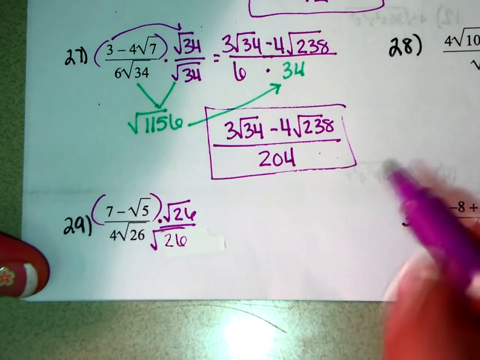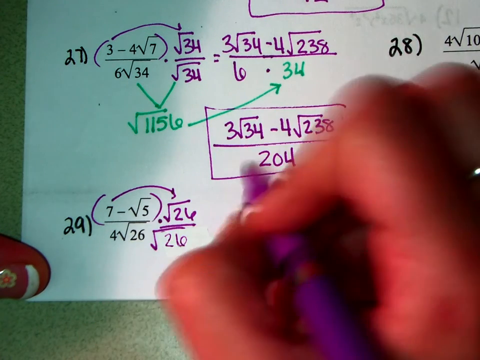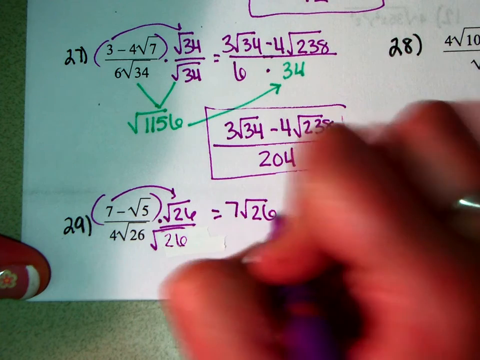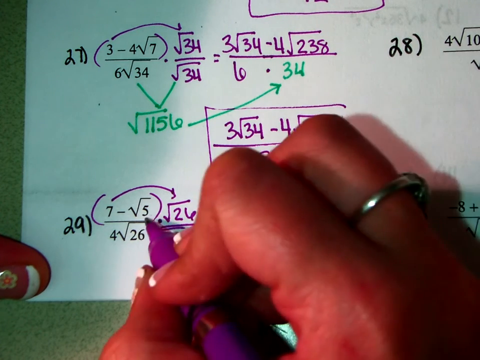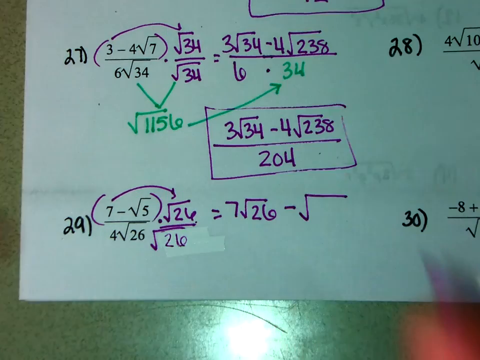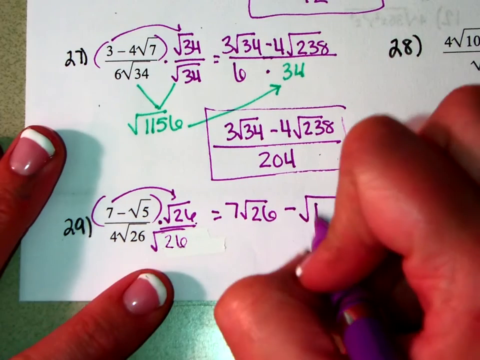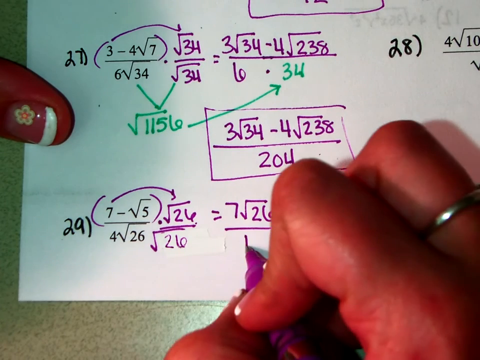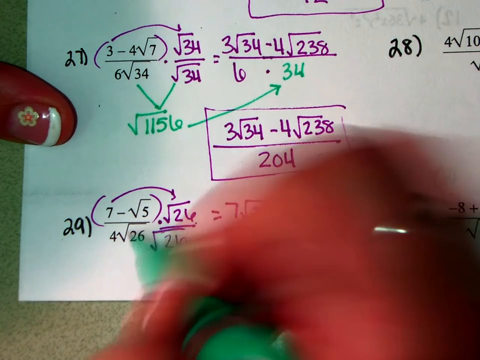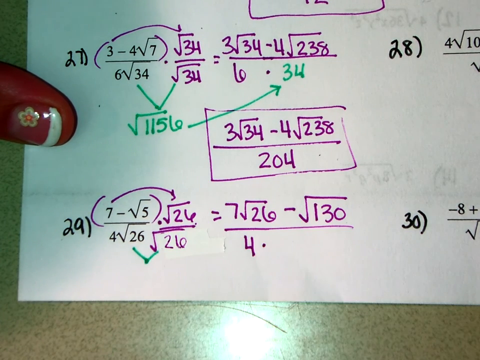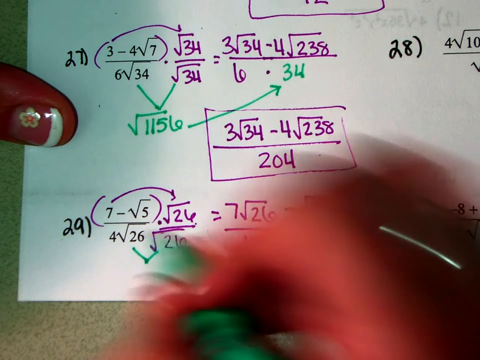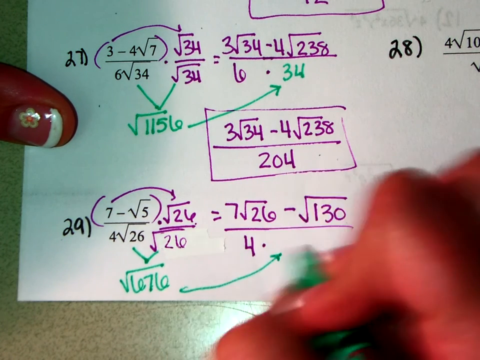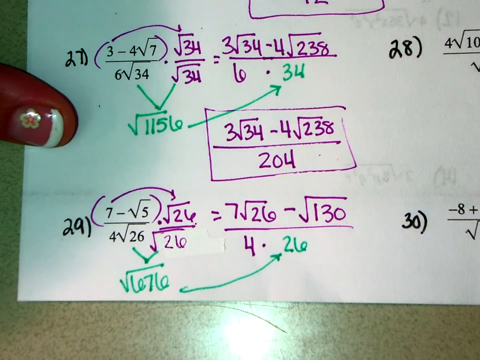So top, so I'm going to do 7 times square root of 26. So 7 times the square root of 26 is 7 square roots of 26 minus 5 times 26. The square root of 5 times the square root of 26 is 130. Again, my pattern is the same. 4 is along for the ride times 26 times 26 is 676. So when I square root 676, you best believe I'm getting 26 as my answer.